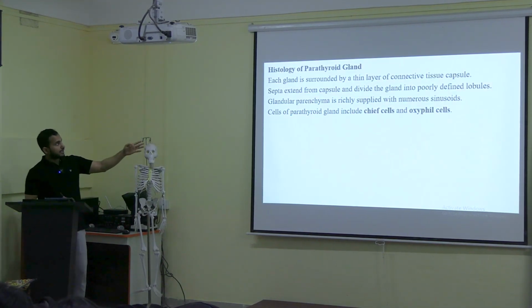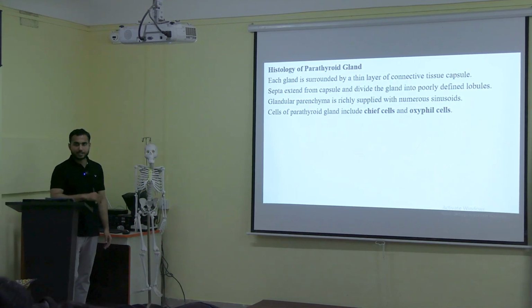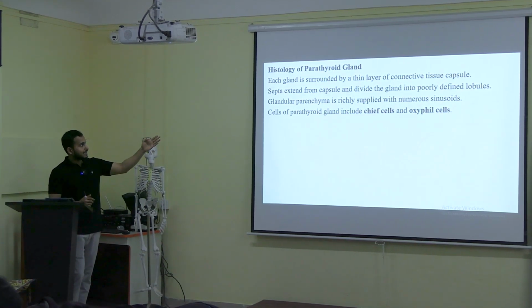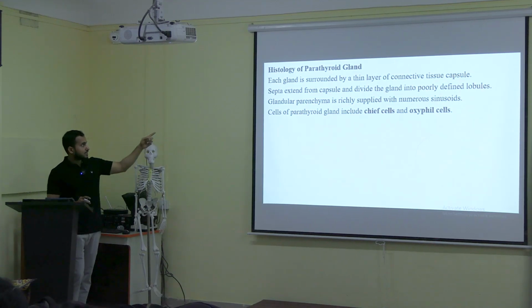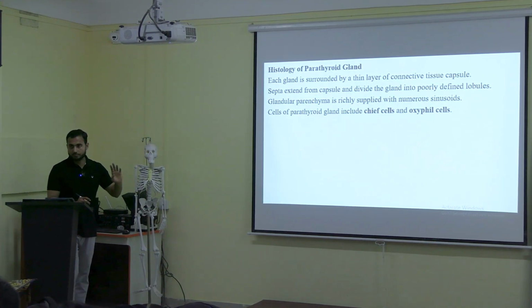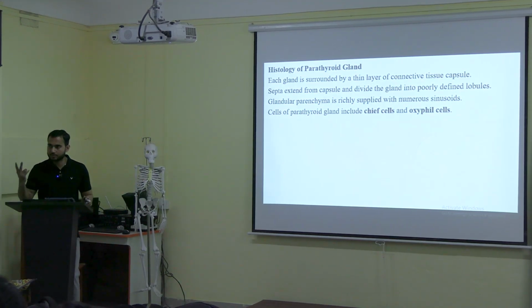Now the parathyroid gland, you can see it is surrounded by a thin layer of connective tissue capsule, same like the thyroid one. Septa are extending, dividing the gland into incomplete lobules, not complete lobules, poorly defined. Next, the glandular parenchyma is richly supplied with numerous sinusoids. In the parenchyma of the parathyroid gland, two types of cells are there. Here follicles are not present.